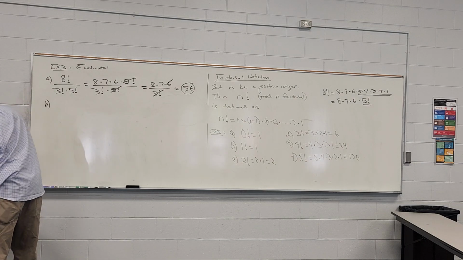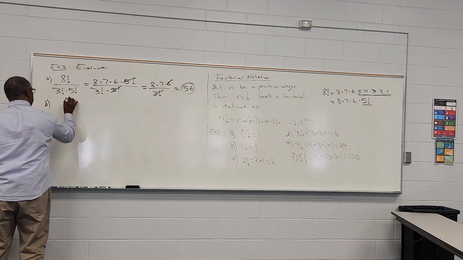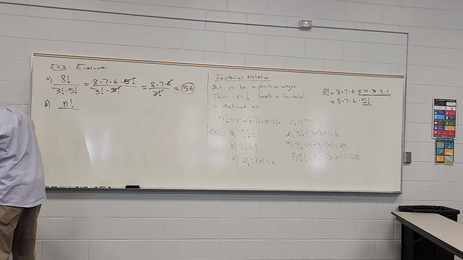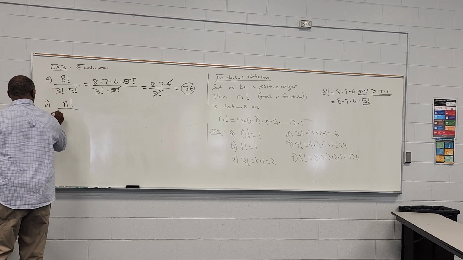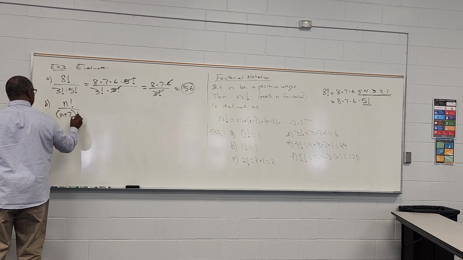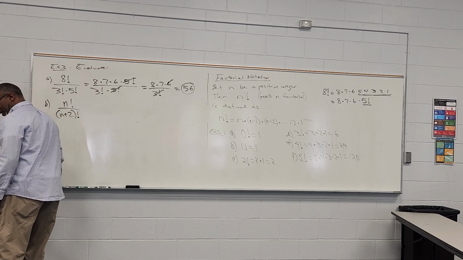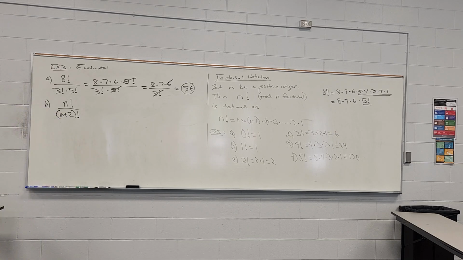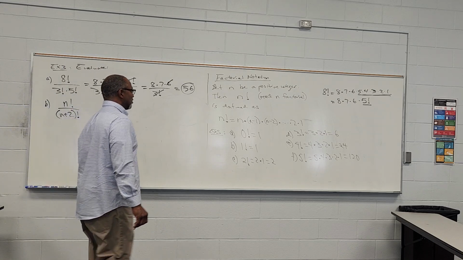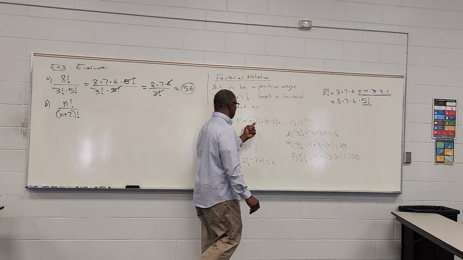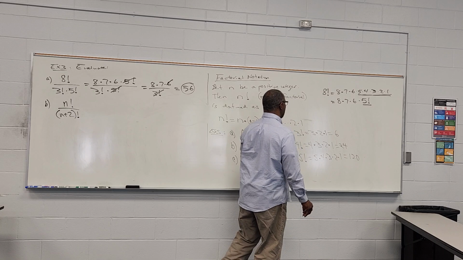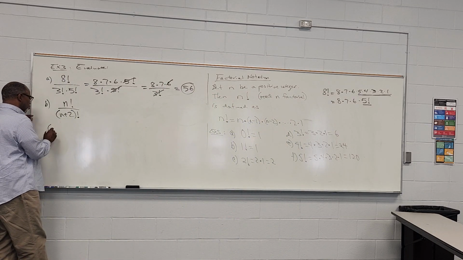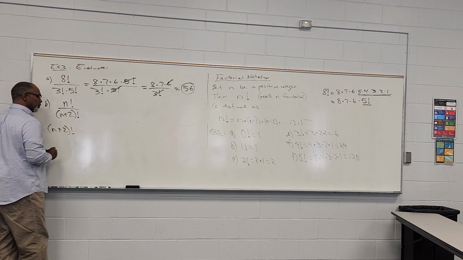B. They give us n factorial over n plus 2 factorial. Now you could have put the last one in your calculator, because your calculator can do factorial arithmetic. This one you cannot put in your calculator. But again, you've got to understand how factorials work. N factorial means n times n minus 1 times n minus 2, dot, dot, dot. Right? So I know what that looks like. My question though is, what does n plus 2 factorial look like?